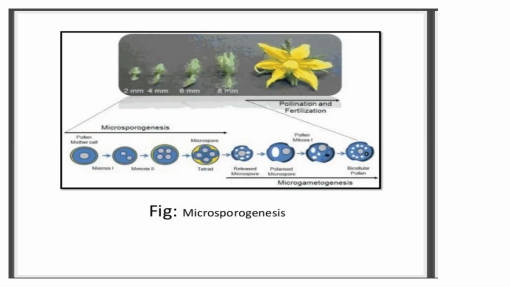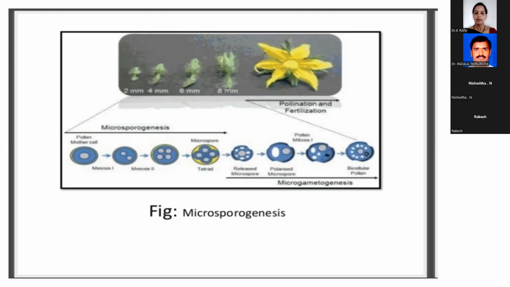And what is the simultaneous type? After the completion of meiotic division of the microspore mother cell, different types of tetrads are formed. In the simultaneous type, meiosis 1 and meiosis 2, the 2 divisions, take place at a time. In the successive type, it is one by one: one division takes place, and then the second division takes place. That is the successive type and the simultaneous type.